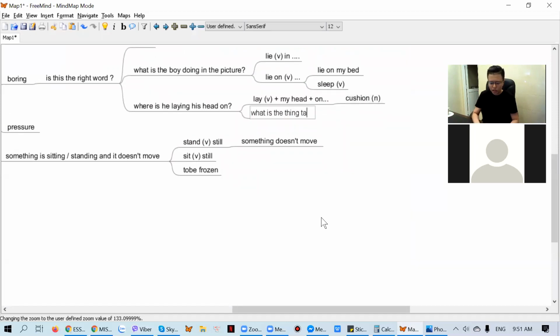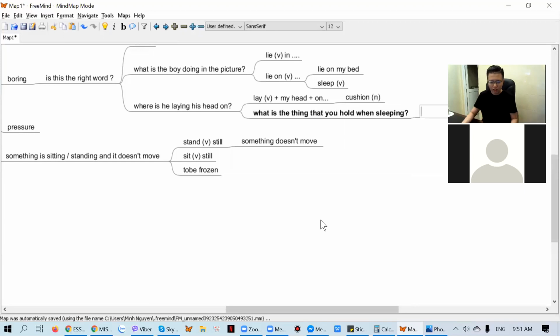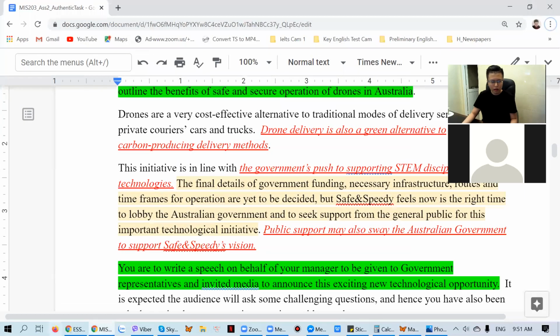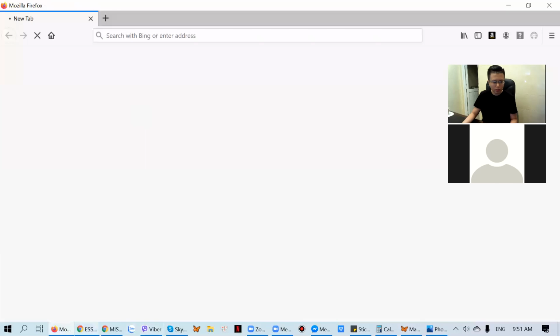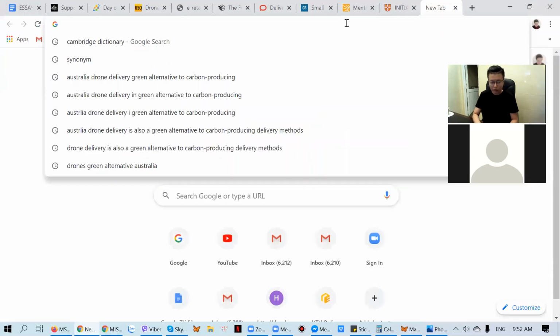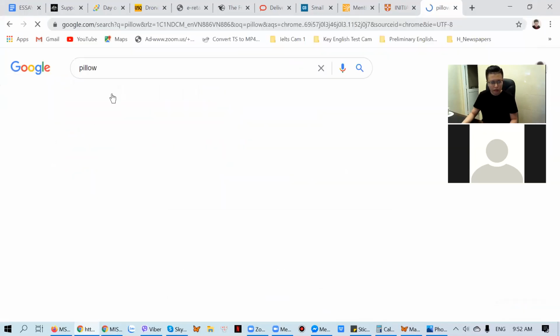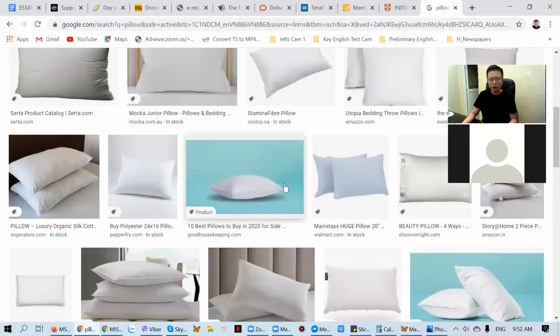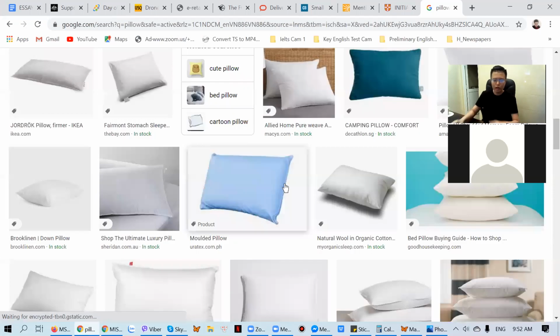that you hold when sleeping? So what is the thing that you hold when you go sleeping? For example, I can show you this one. Let's just look at this picture. Oh, I have so many steps on here. So here, I have the word pillow. So here it is called the pillow. Usually we use the pillow to hold and to go to bed.